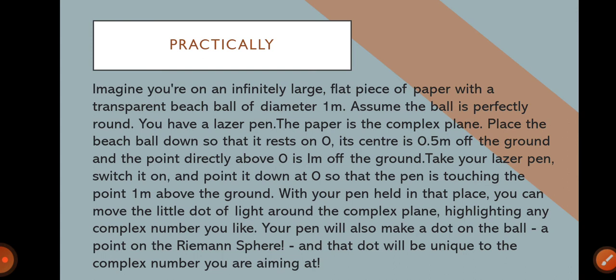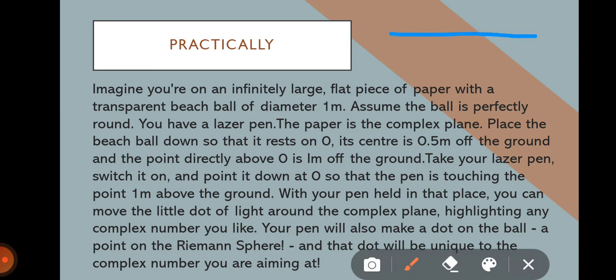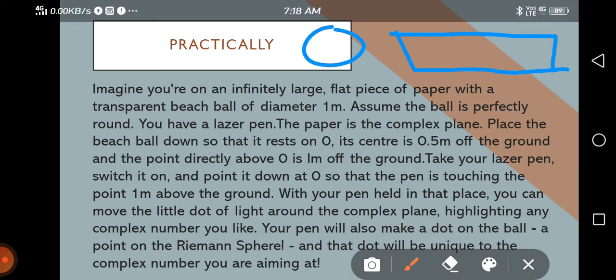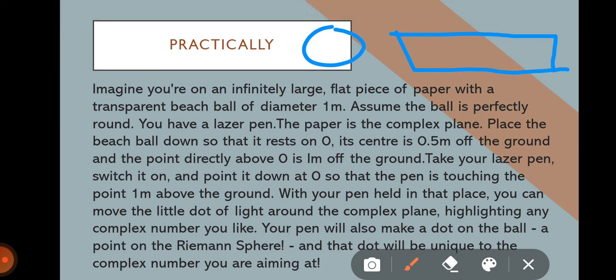Let's try to understand it practically. Imagine you are on an infinitely large flat piece of paper with a transparent beach ball of diameter 1 meter. Assume the ball is perfectly round. You have a laser pen. The paper is the complex plane. Place the beach ball down.